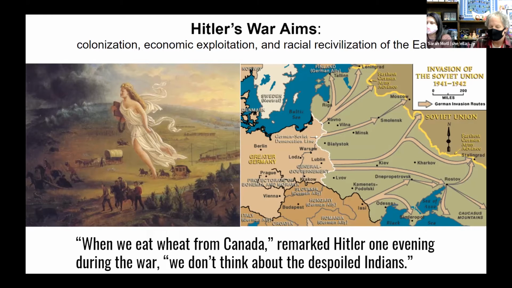And Hitler's model for this vision did not come from European history. It came from American history, with westward expansion. So you can see the westward expansion here on the left. So again, bring in this education closer to home. Okay.